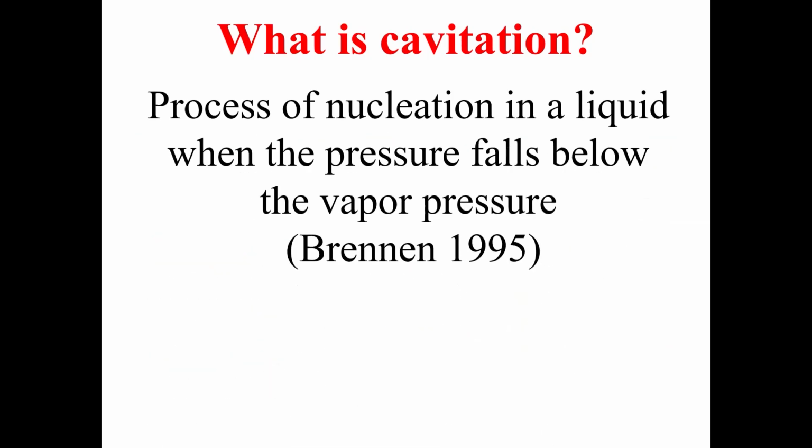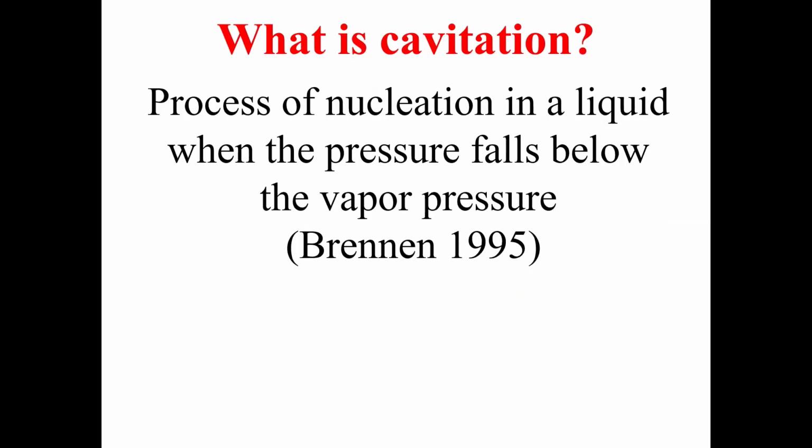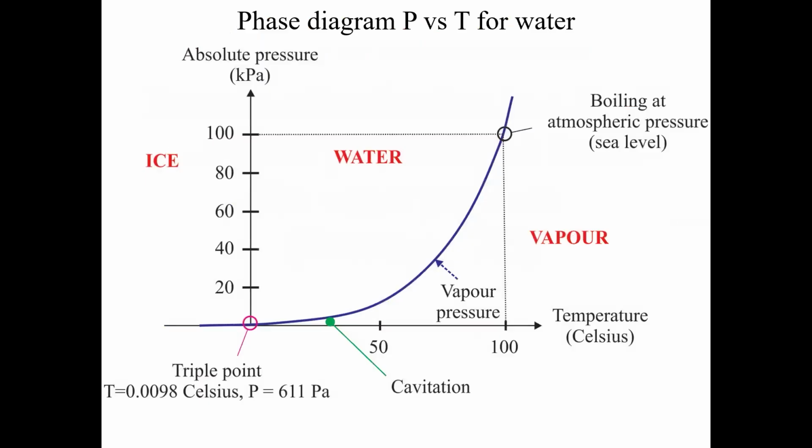Cavitation is a process of nucleation in a liquid when the pressure falls below the vapor pressure. Considering the phase diagram, pressure versus temperature for water, with the absolute pressure on the vertical axis and the temperature on the horizontal axis, the blue line in the phase diagram shows the vapor pressure.